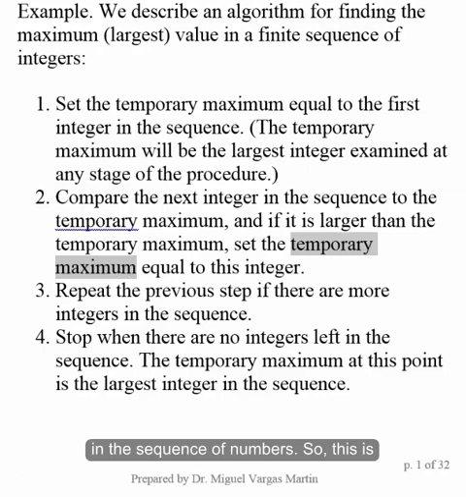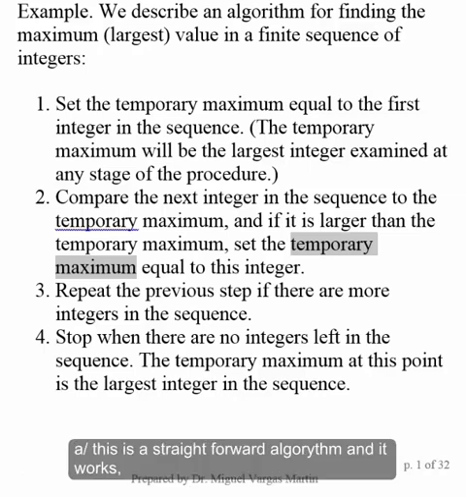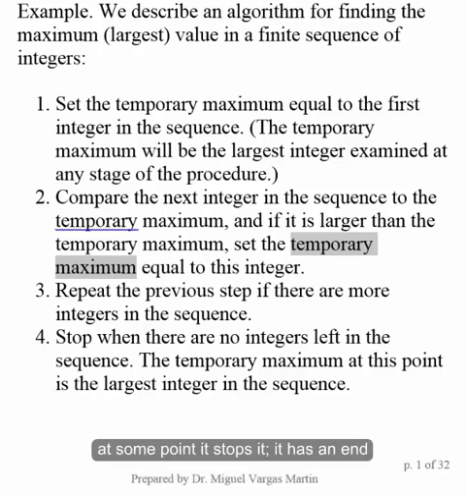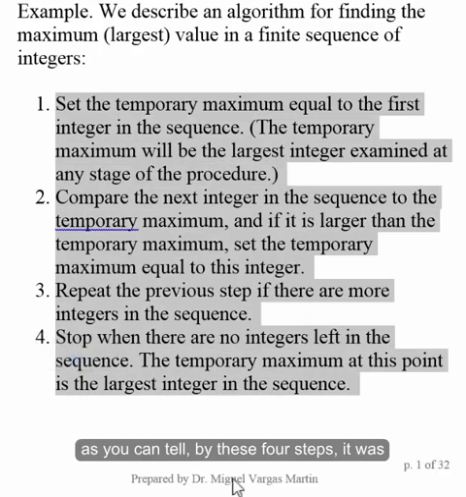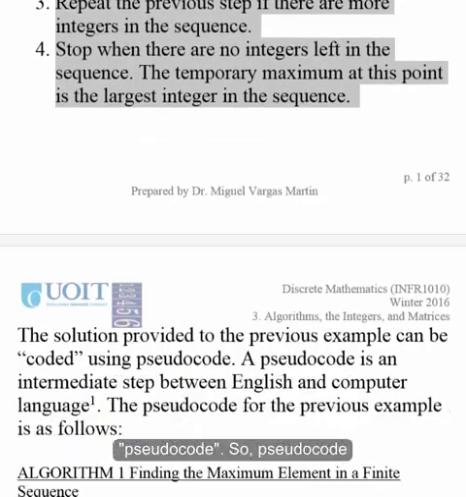So this is a straightforward algorithm, and it works. At some point it stops. It has an end. But to specify this algorithm, as you can tell from these 4 steps, there were many things that you need to write. So to simplify things, we use what is called pseudocode.